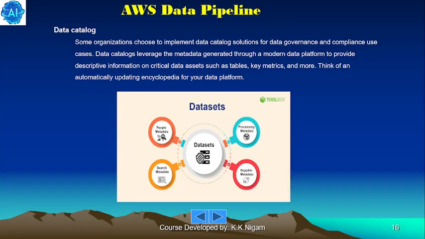Data catalog. Some organizations choose to implement data catalog solutions for data governance and compliance use cases. Data catalogs leverage the metadata generated through a modern data platform to provide descriptive information on critical data assets such as tables, key metrics, and more. Think of an automatically updating encyclopedia for your data platform.